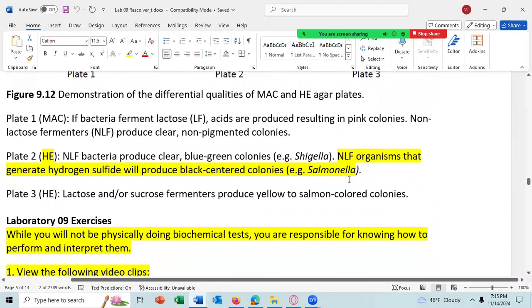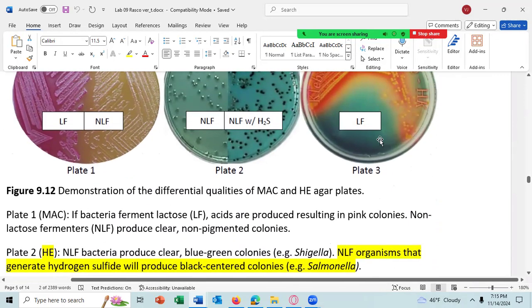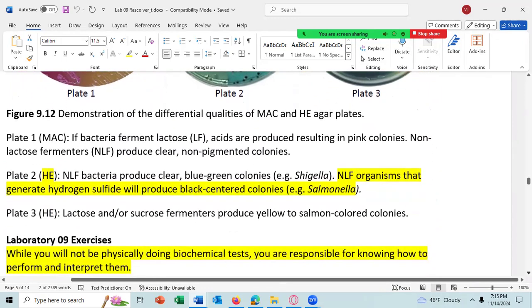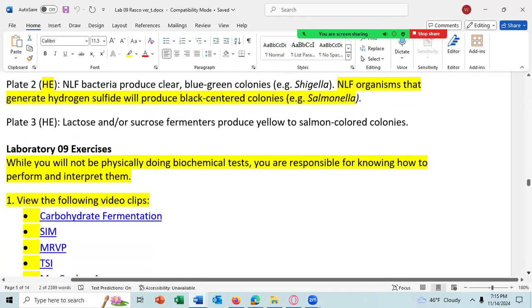Salmonella is an organism that is a non-lactose fermenter and produces hydrogen sulfide and will grow on both the MAC plate and the HE plate because it's gram negative. All right, any question about those? If not, let's talk about the lab exercises.